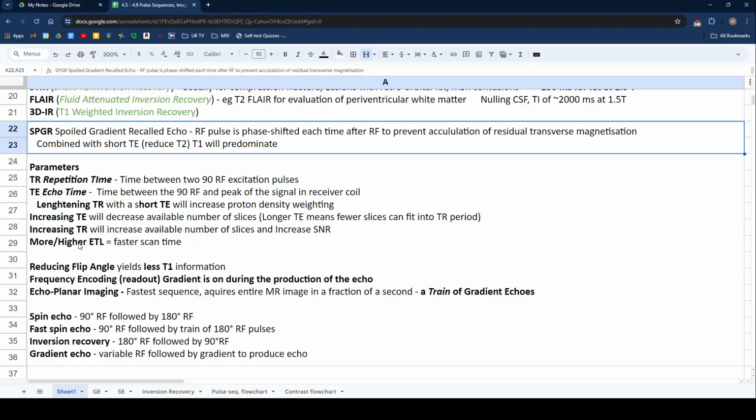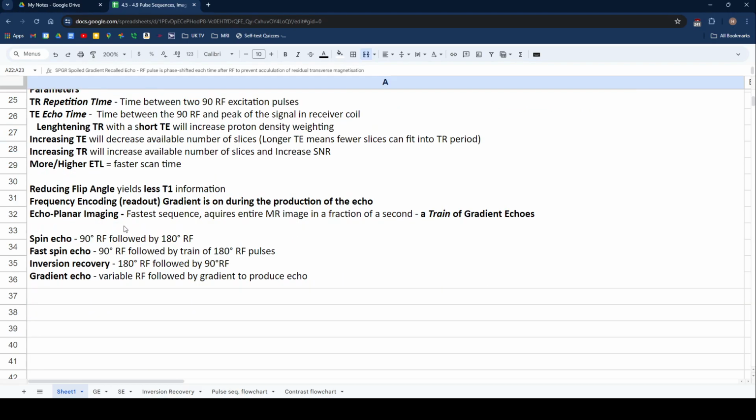More or higher echo train lengths gives you a faster scan time. Reducing flip angle will give you less T1 information. The frequency encoding or readout gradient is on during the production of the echo. EPI, echo planar imaging, is the fastest sequence, acquires the entire MR image in a fraction of a second, uses a train of gradient echoes.